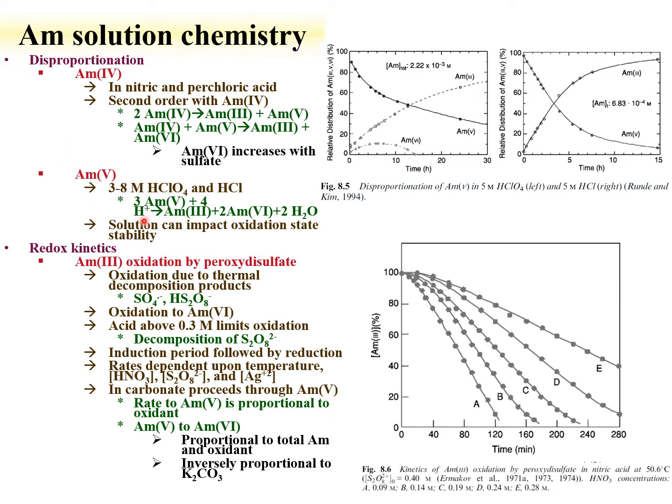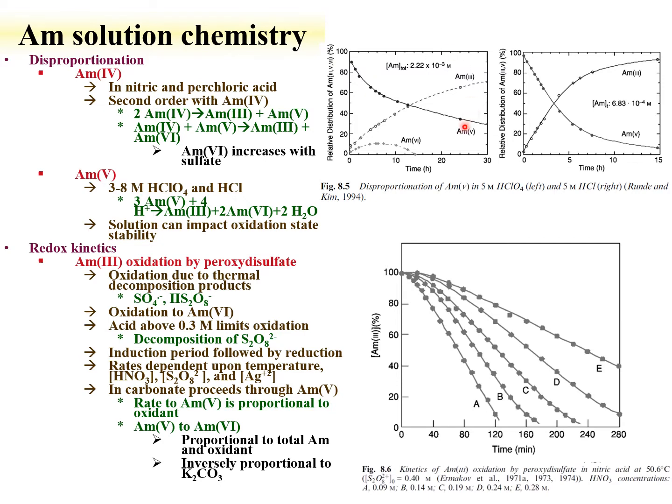Americium 5 also undergoes disproportionation, where it'll go to the americium 3 and the americium 6. The solution conditions can obviously impact the oxidation state stability and the influence of disproportionation. For instance, this reaction with the americium 5 needs a relatively high concentration, since it takes 3 americium 5s, so storing a solution of americium 5 at lower concentration should stabilize the solution.